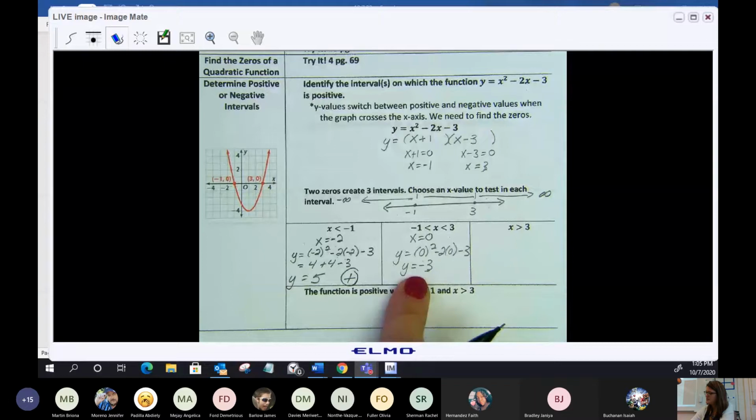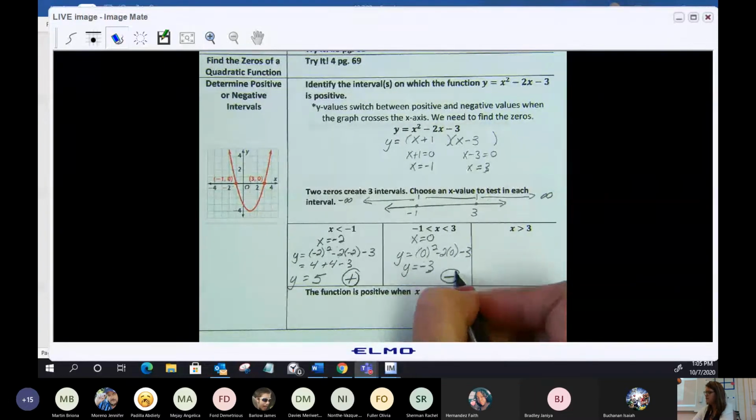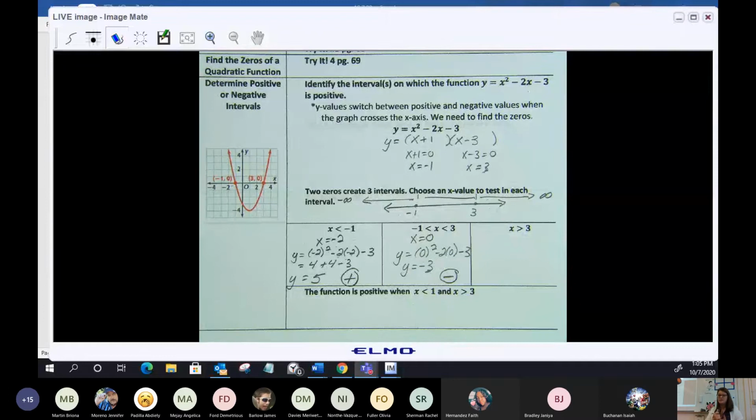And again, notice this is negative. Again, the value doesn't matter. What matters is the sign. It is negative, so that means any value of x that I put in that's between -1 and 3 is going to produce a y value that is negative. My function will be negative in that interval.